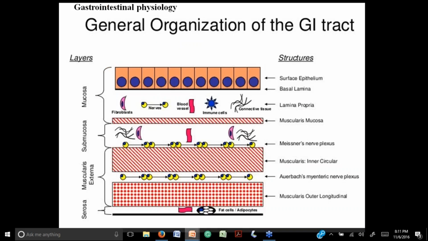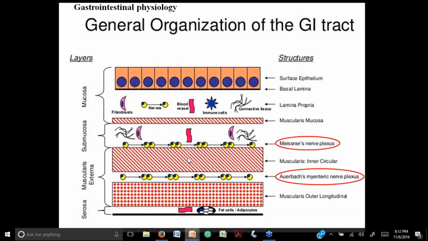So here we have the general organization of the GI tract. You see here, this is the mucosa, this is the submucosa, this is the muscle, this is the CILE, the circular internal, and the longitudinal external.